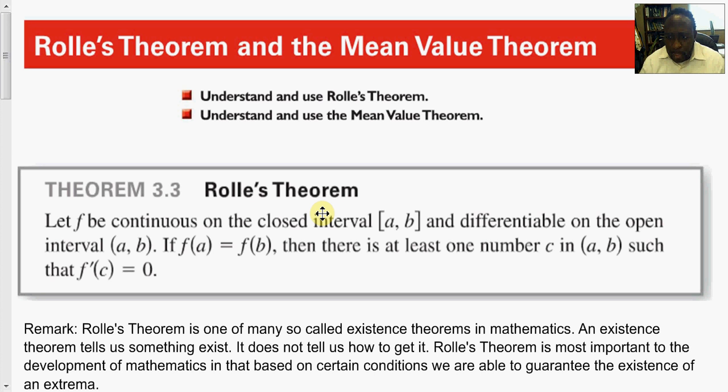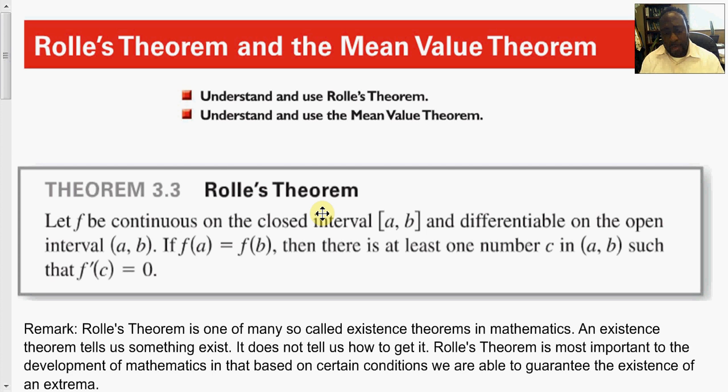Rolle's theorem and the mean value theorem. Two classic theorems in the study of mathematics. They both deal with the inspection of extrema. In this particular chapter, we're looking at functions, and we are trying to analyze the graph to be able to determine if certain functions have relative maximums and relative minimums that we call extrema.